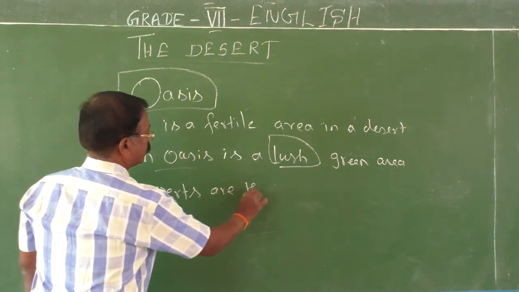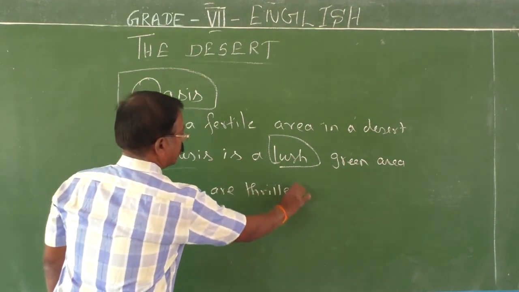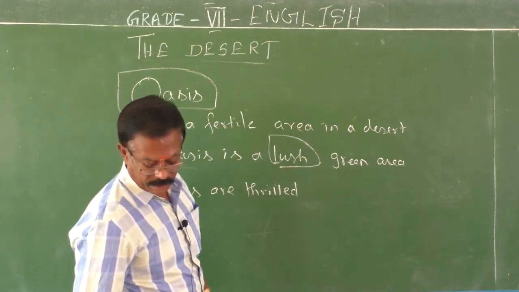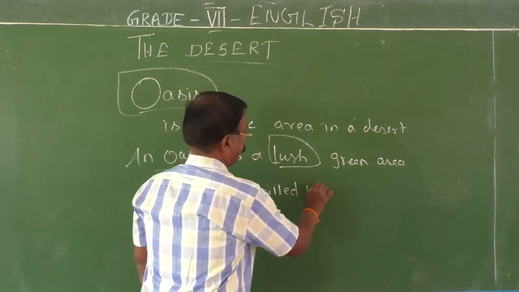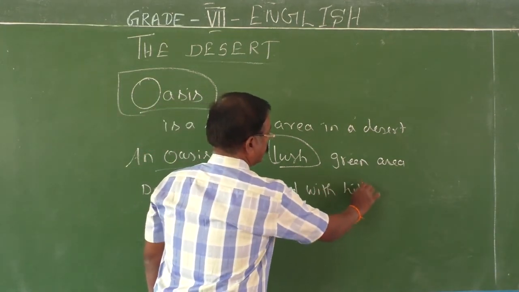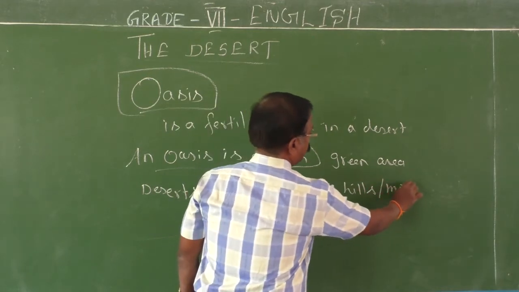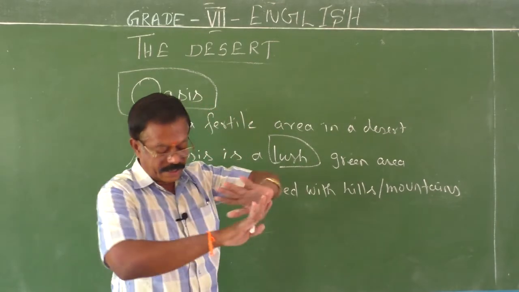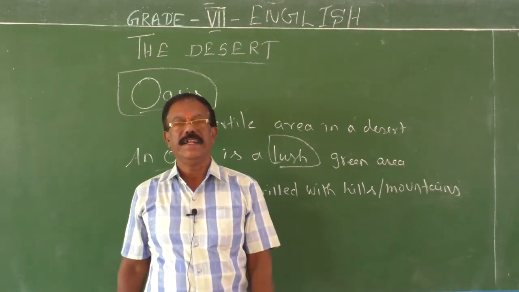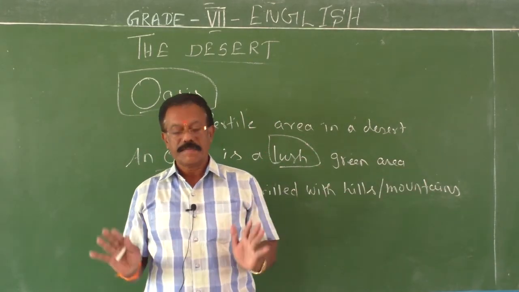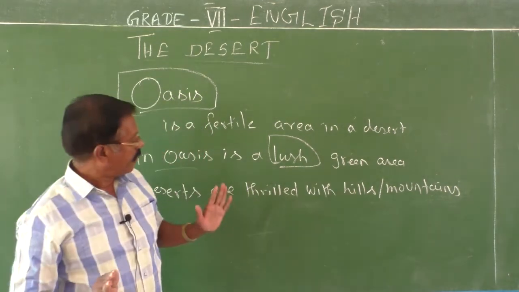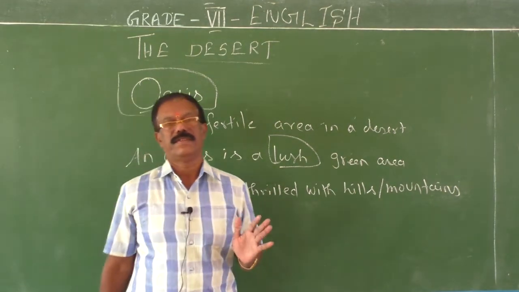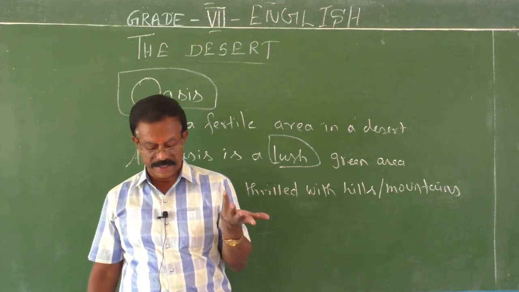Deserts are thrilled with hills or mountains. So don't think, children, desert is always a flat land. Need not be like that. Sometimes they may have hills as well as mountains. You can find such things also in the desert.